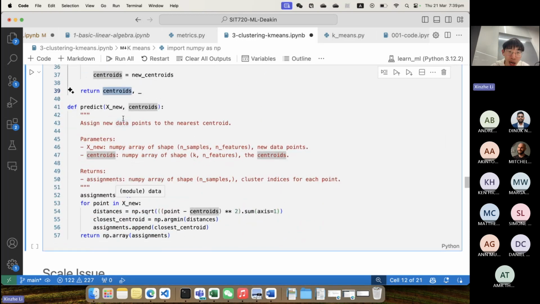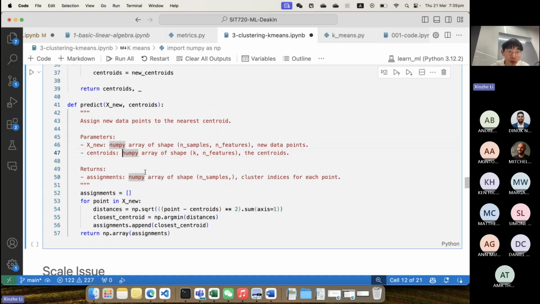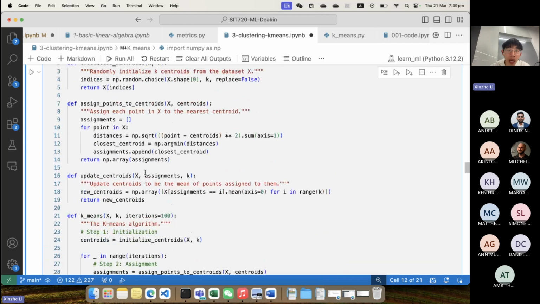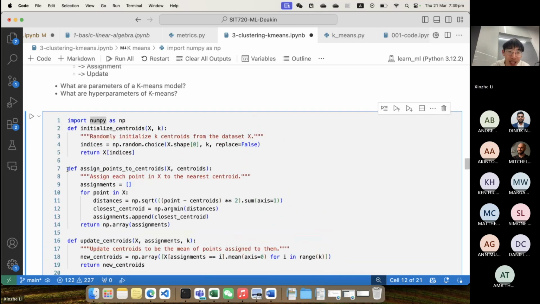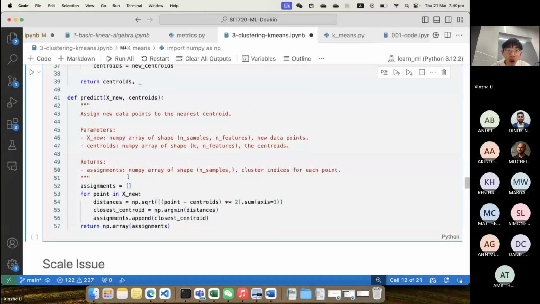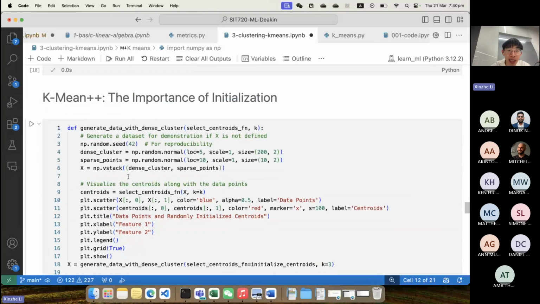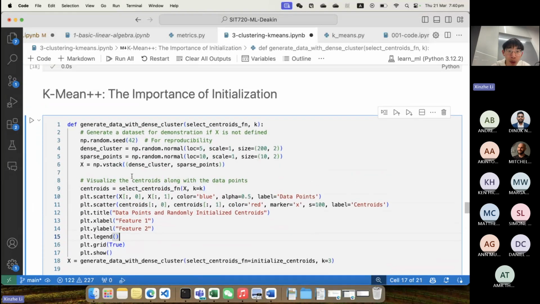So finally, what you need is centroids. If you have centroids and you have new data, you can do prediction. You just give the centroids and the new data, and see which centroid is close to this new data. So done. But what's K-means++? Nothing changed here. The only thing changed is you rewrite this initialization function. Why we want to rewrite this initialization function, I will show you.